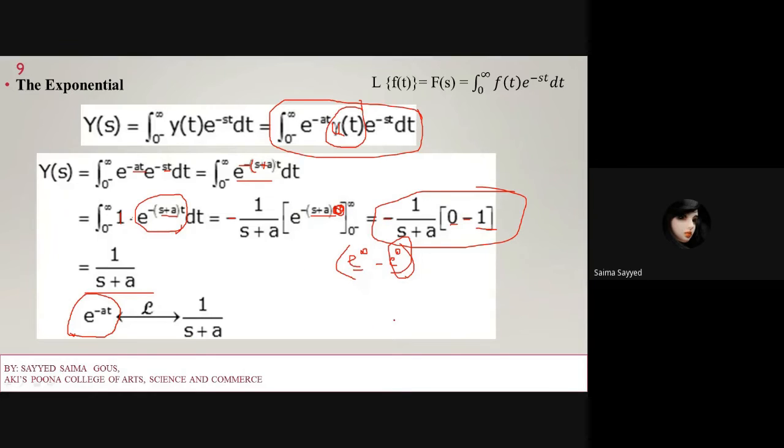Similarly, you can find out for e raised to plus AT. Laplace transformation of e raised to plus AT will become 1 upon S minus A. Just the sign is going to be changed. If here it is minus, it will be plus, and here if it is plus, it will be minus. So just the sign is going to change. So this is the exponential function.